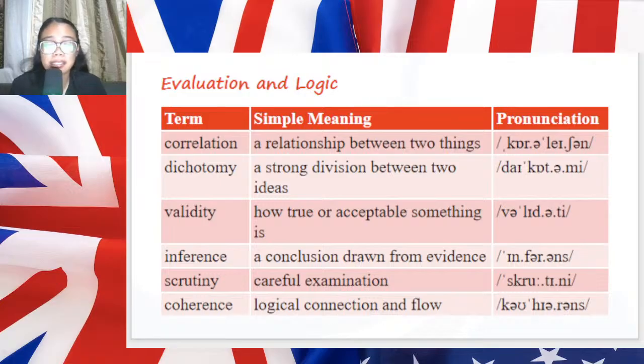Again, validity. All right. Fourth term is inference. Again, inference. This is a conclusion drawn from the evidence. Basically, it is what you understand or conclude based on the information given. So it's not directly stated, but it is logical based on clues or evidence.